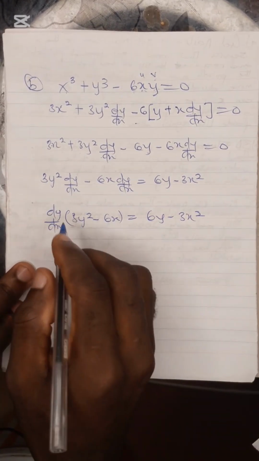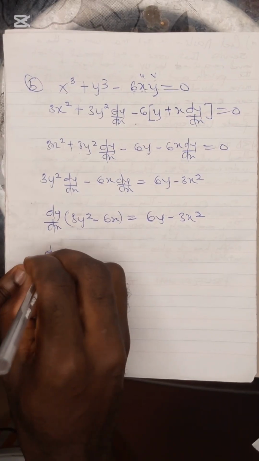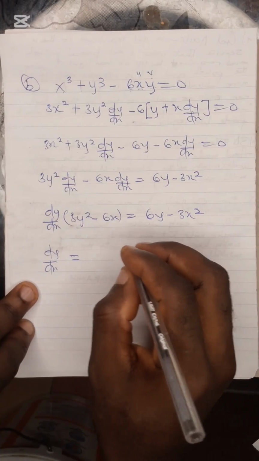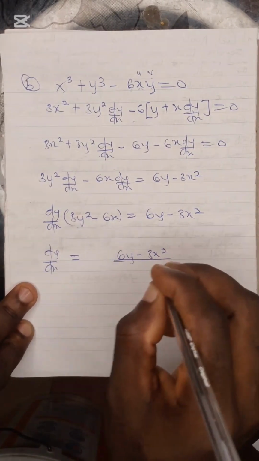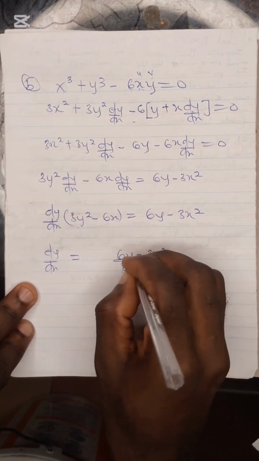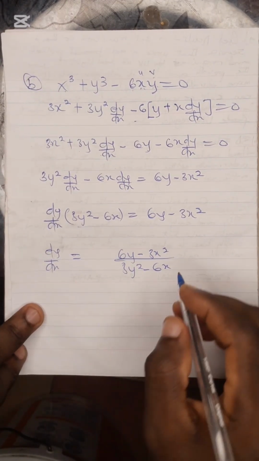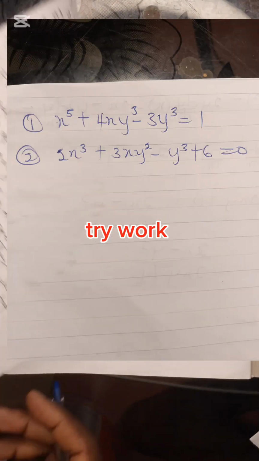Then we divide both sides by this, so we have dy/dx is equal to 6y minus 3x squared, all divided by 3y squared minus 6x. So this is the end of our differential, and this is the end of implicit differentiation.